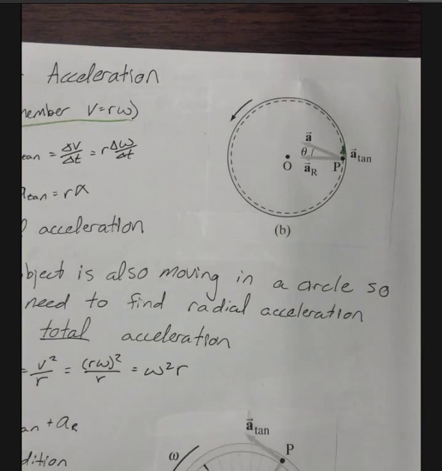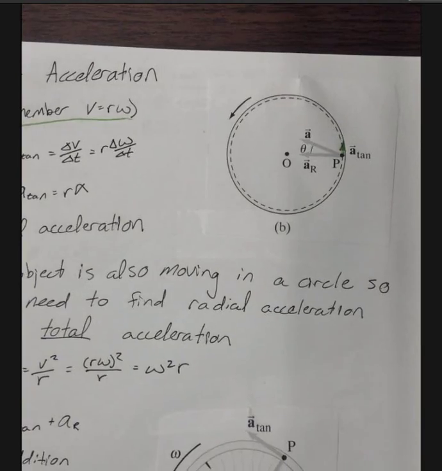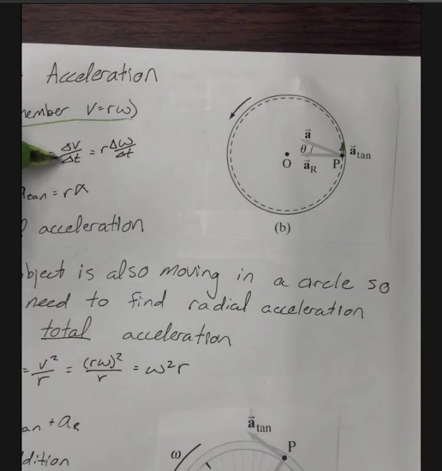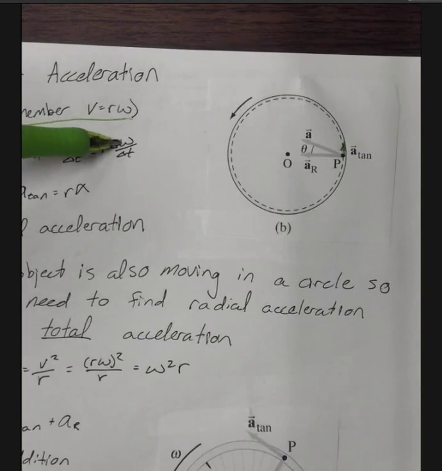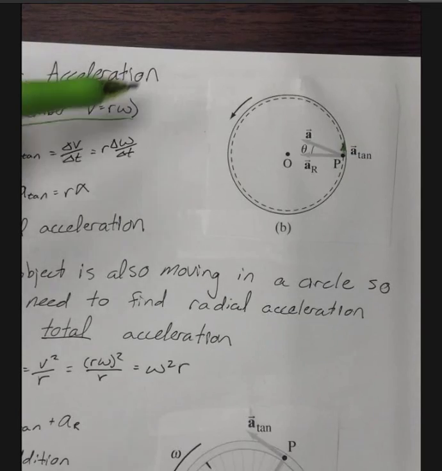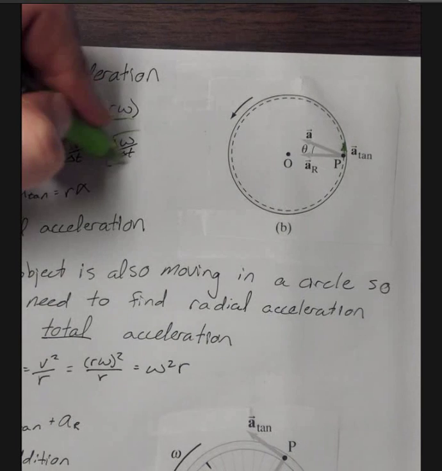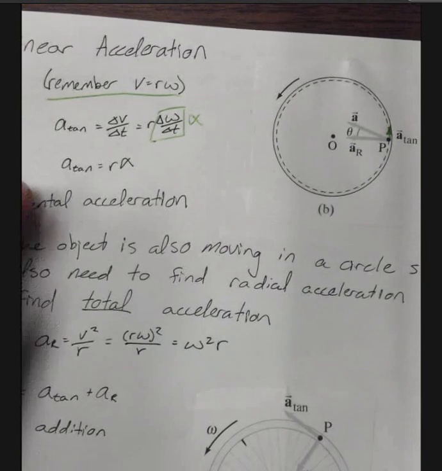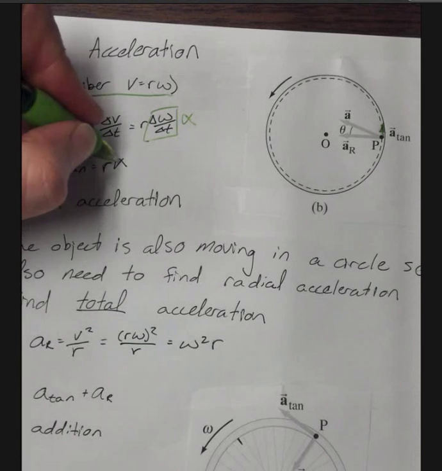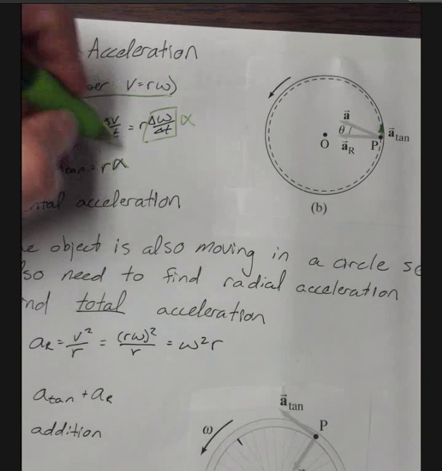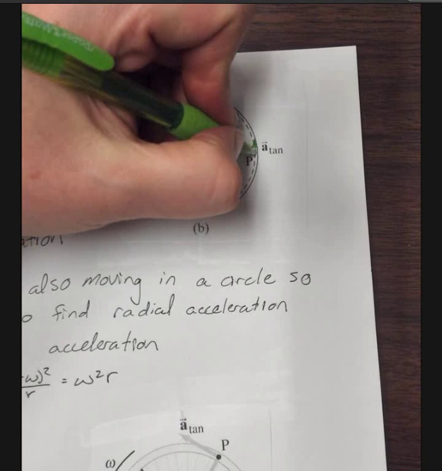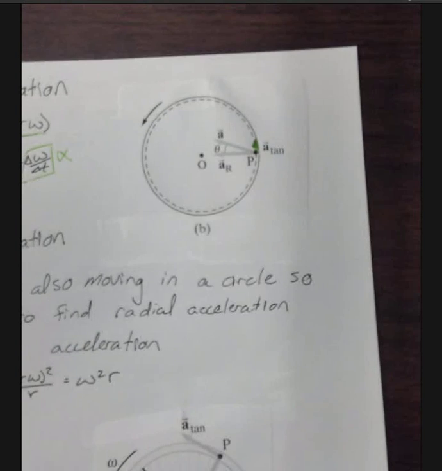If an object can speed up, it can have a tangential acceleration. Tangential acceleration is given by change in velocity over change in time, and our tangential velocity is equal to r omega. So if we plug that in, we get r delta omega over t. Delta omega over t, change in angular velocity over time, is our angular acceleration. Therefore, tangential acceleration is given by r alpha. That value tells us how an object is speeding up in the tangential direction.